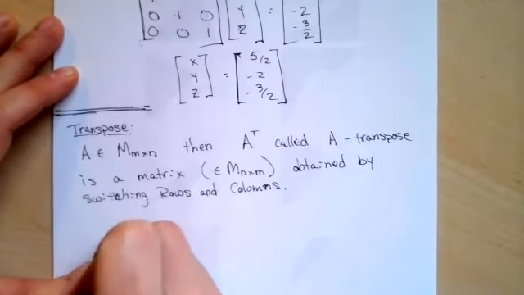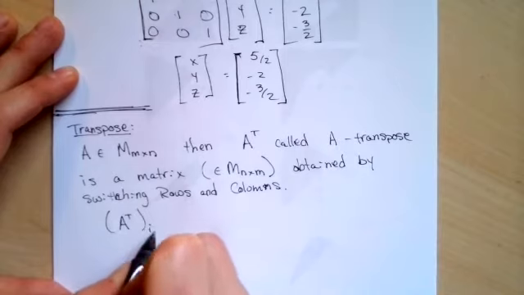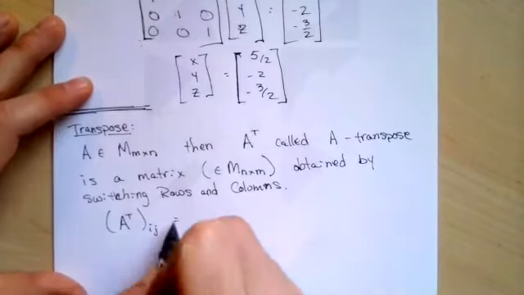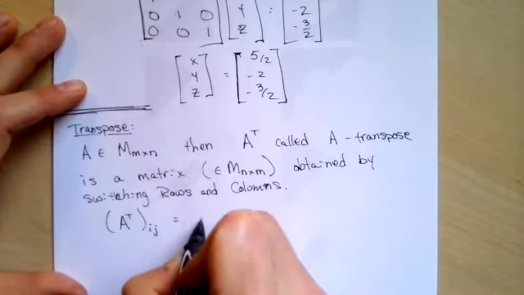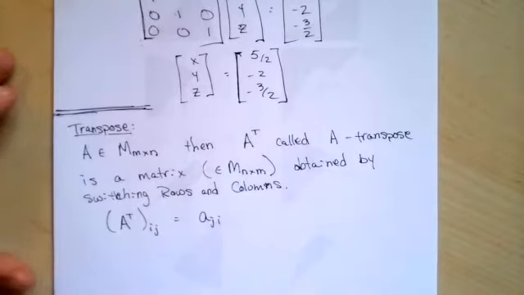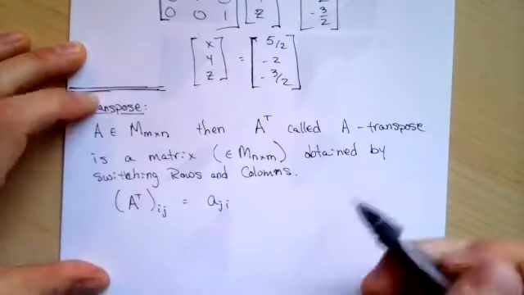So our A transpose, the ijth entry of A transpose is the jith entry of the original matrix.